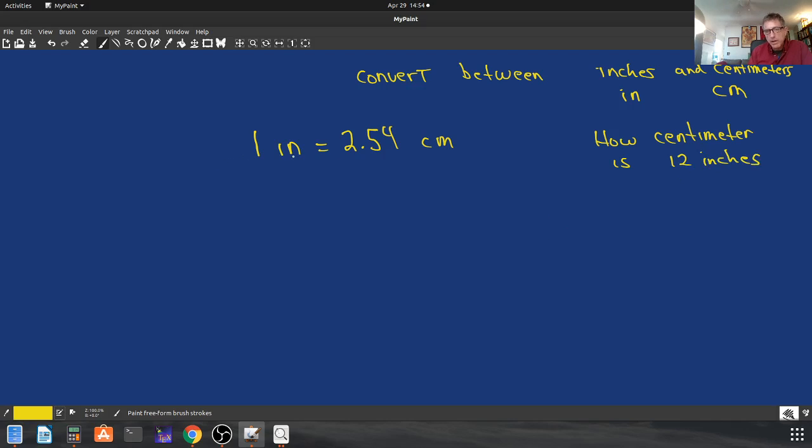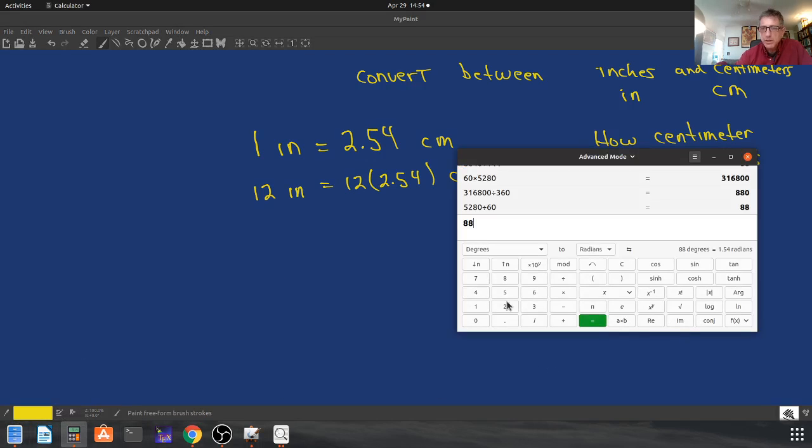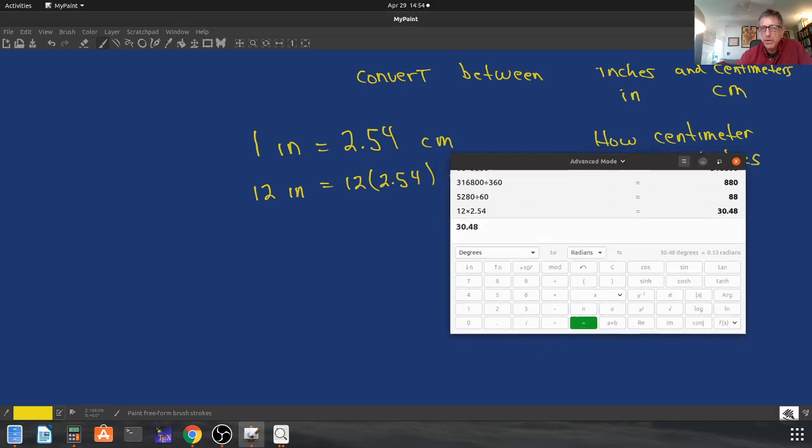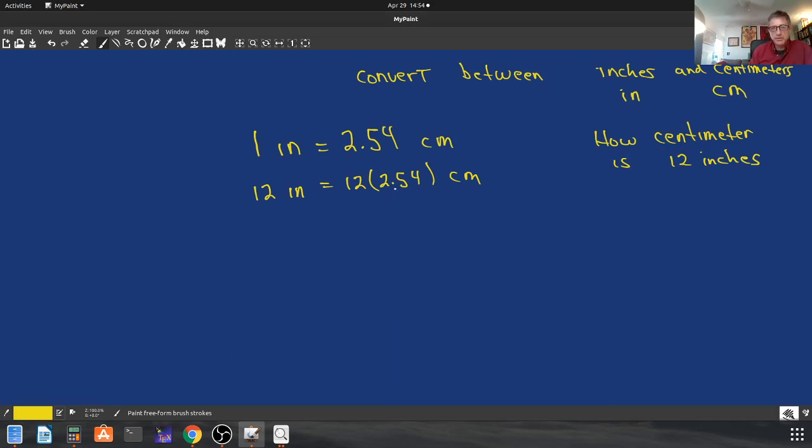Well, I have 1 inch here, so if I multiply 12 on this side and multiply 12 on the other side, I get the result. And for this one, we're going to go ahead and use our calculator because it's about 12 times 2.54. It turns out that's 30.48 centimeters.